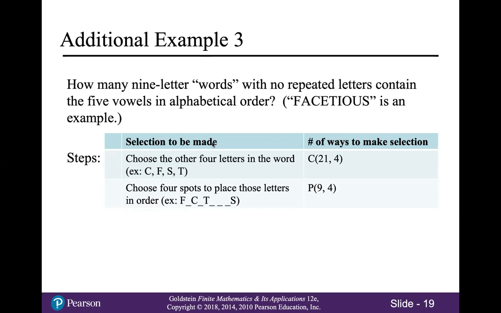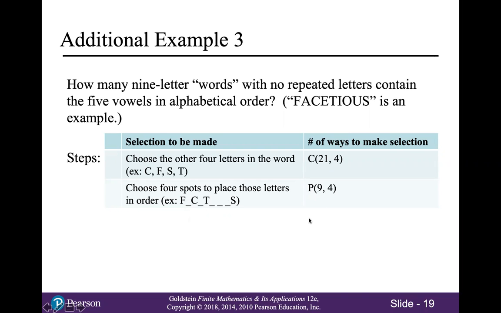In the example of facetious, we're putting an F in the first space, a C in the third space, a T in the 5th space, and an S in the 9th space. Putting those letters in any other order would create a different word. So not only do you have to choose the spots 1, 3, 5, and 9, but you have to assign them to specific letters. So that means that order does matter when you make that selection. And so the number of ways to make that selection is P of 9, 4.